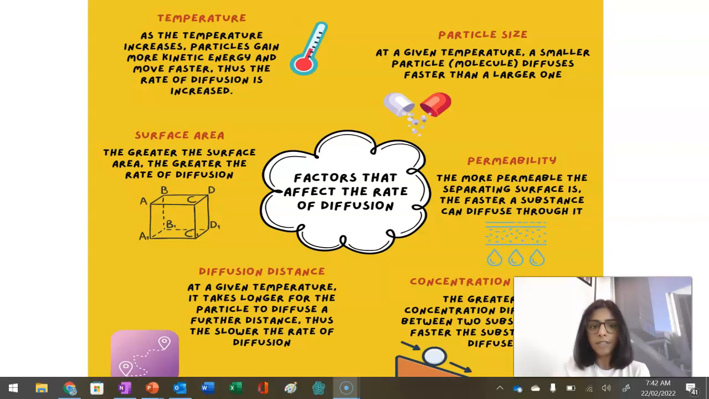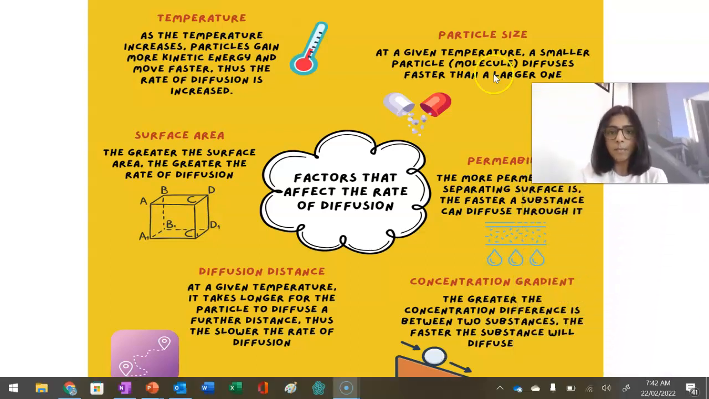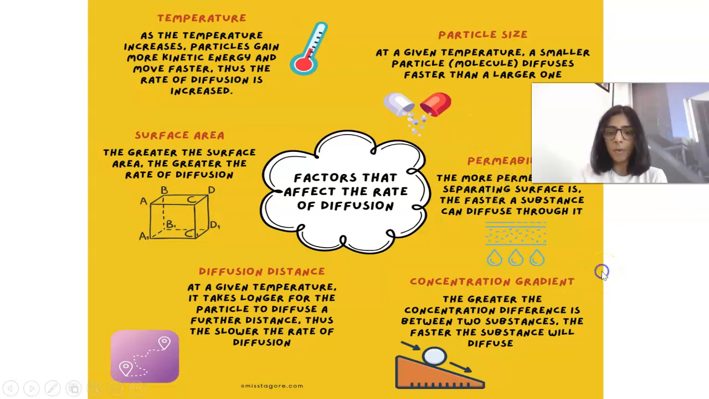Here's a little infographic just to help you remember all that information. It's something that you might want to print out and keep for yourself. This is just a really easy visual to help you understand the factors that affect diffusion and why surface area to volume ratio is important.